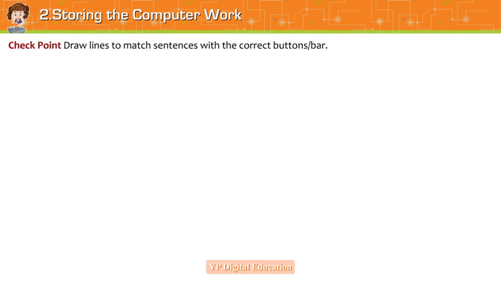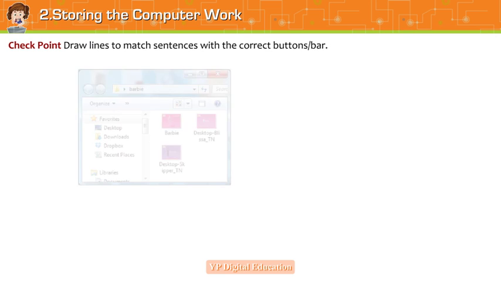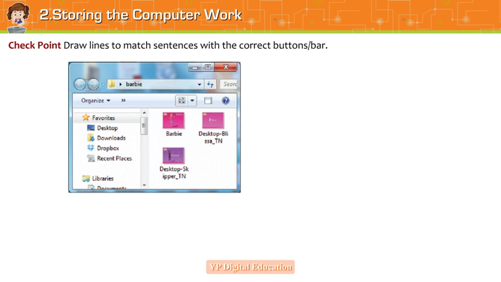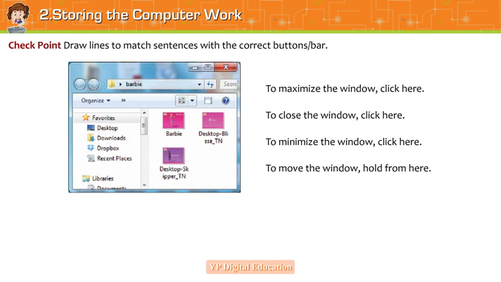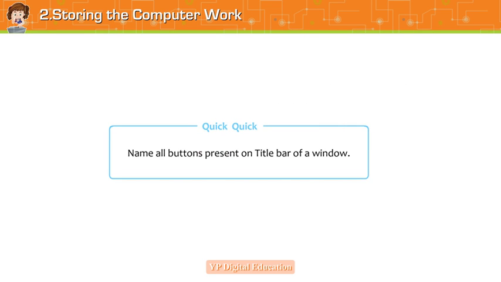Checkpoint. Draw lines to match sentences with the correct buttons or bar. To maximize window, click here. To close the window, click here. To minimize the window, click here. To move the window, hold from here. Quick quiz. Name all buttons present on title bar of a window.